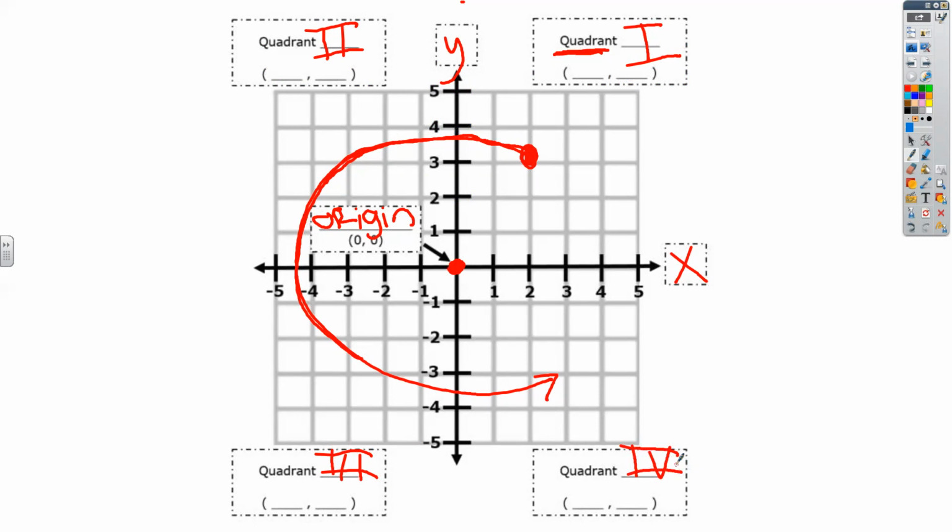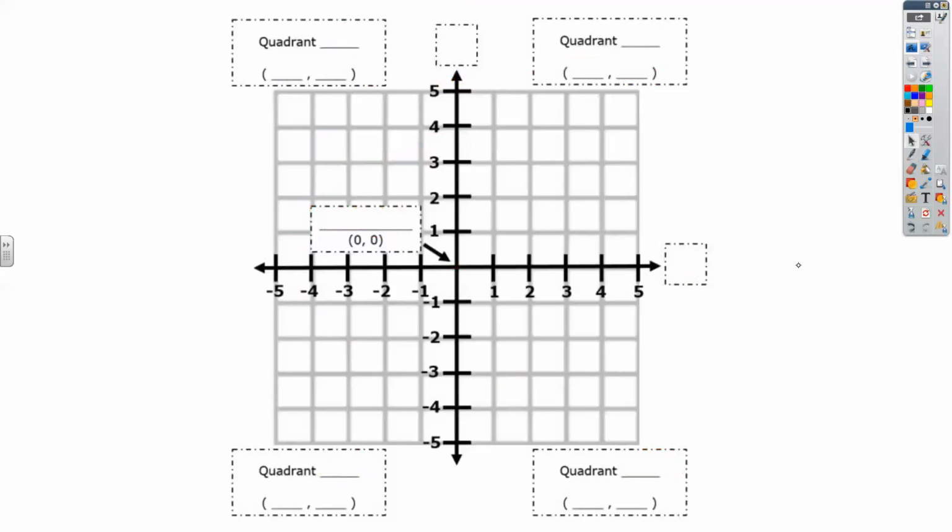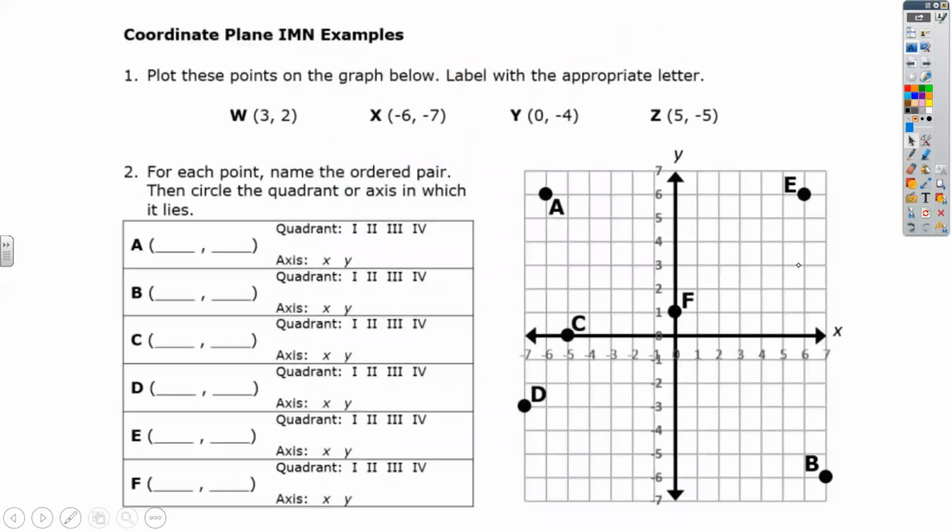So that's the way it gets you to remember, because I know sometimes it's hard to remember counterclockwise, but if you just draw a C on your graph, on your coordinate plane, then you can just go 1, 2, 3, 4. Very, very easy. So now we're on the right side of your piece of paper, and we're going to actually start practicing. Number 1 says to plot these points on the graph below, and then label with the appropriate letters.